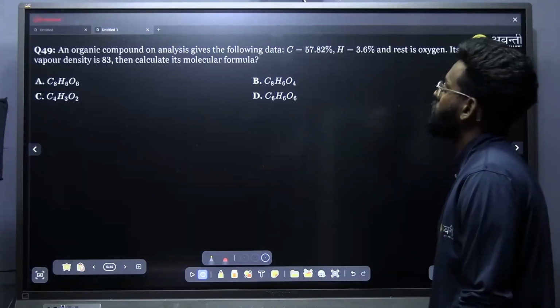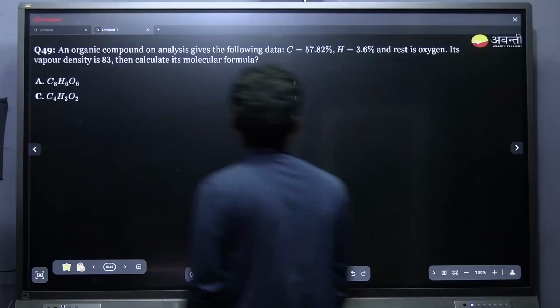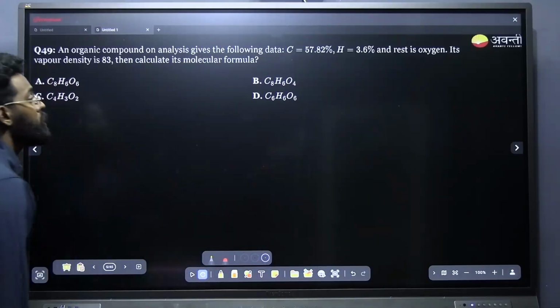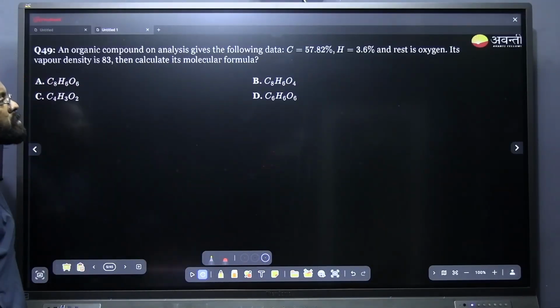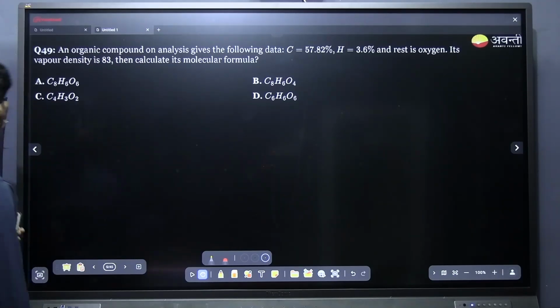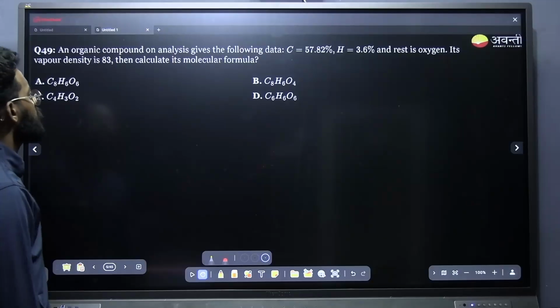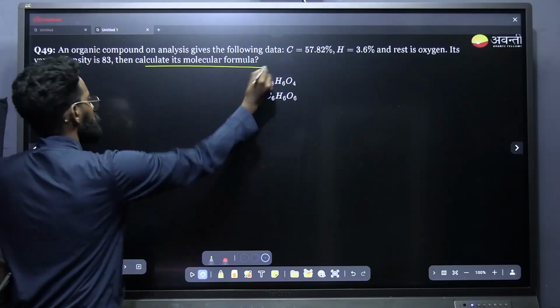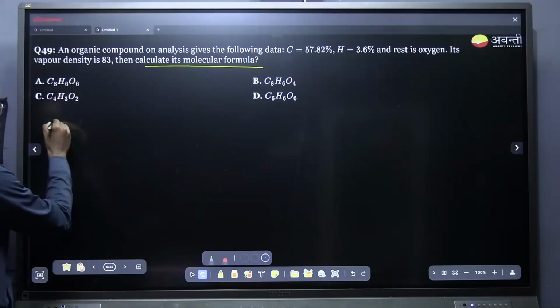Now 49, an organic compound analysis gives the following data. Carbon has 57.82%, hydrogen is 30.6%, and the rest is oxygen. The vapor density is 83. Yeah. How can we find out the molecular formula? We should know the relation between vapor density and molecular formula.